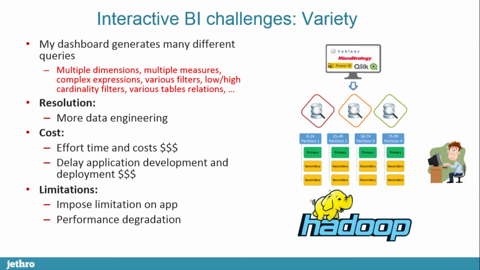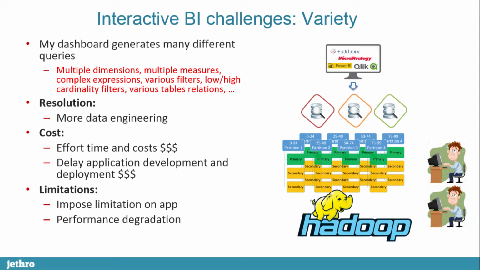One query runs on those two tables, another query runs on those different tables. One is doing distinct, one is doing sum. So we get a variety of queries. So even if we are able to optimize one query, we cannot optimize the other queries. So what do we do? Again, more data engineering.